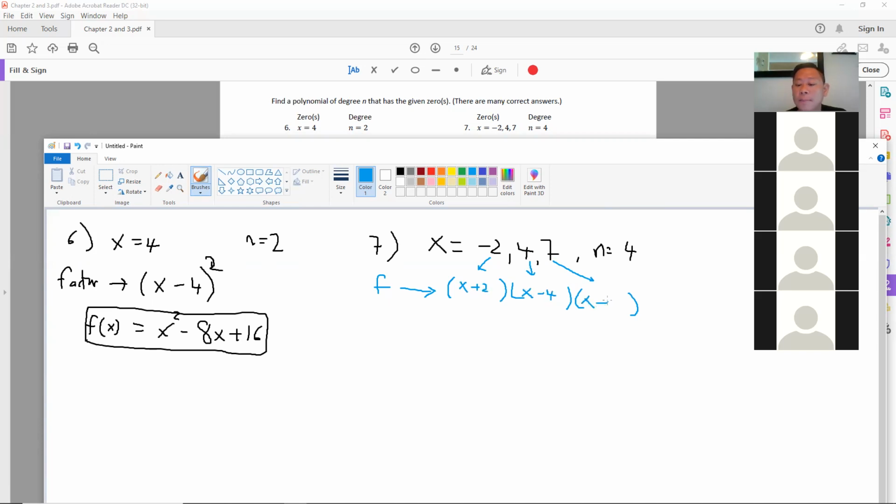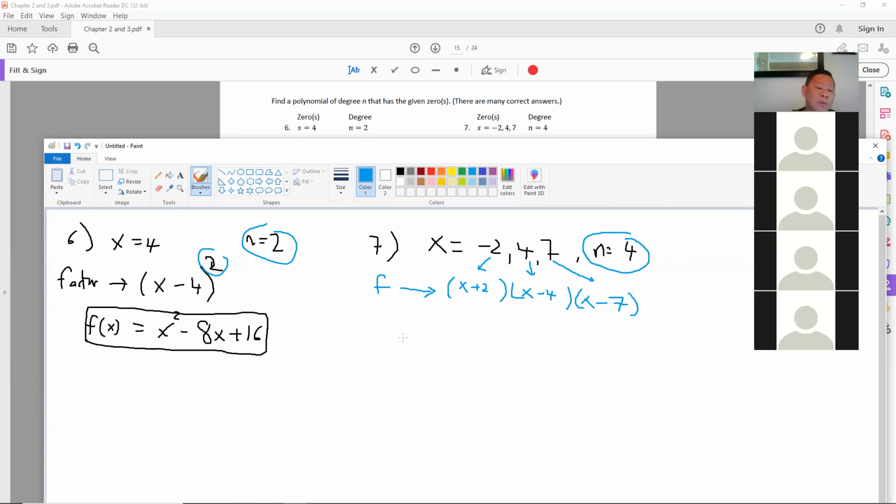Now, if I give you 3 zeros, your degree is only 3, right? Because you got 3 zeros. But this question wants us to have a degree of what? 4. So it's like what we did. If I only give you 1, you just need to put a square on it. So you pick one of these zeros and put a square on it. Then your degree will be power 4.